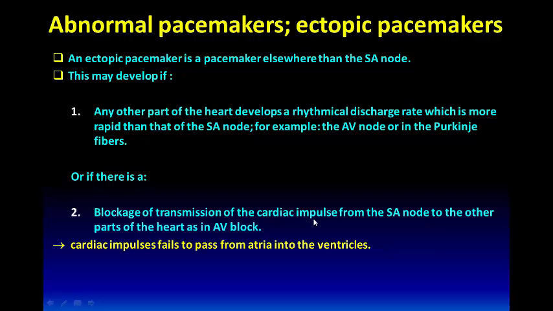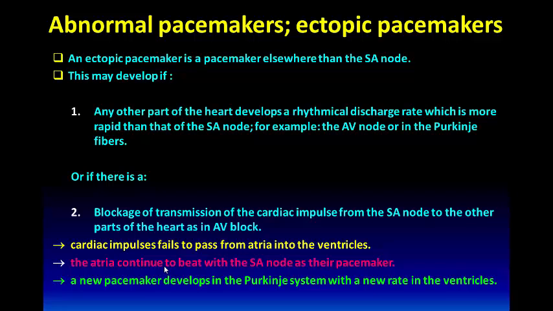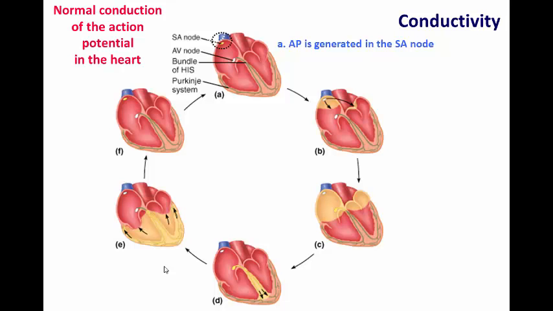Blockage of the transmission of the cardiac impulses from the sinoatrial node to the other parts of the heart. In this case, cardiac impulses fail to pass from the atria into the ventricles, and the atria continue to beat with the sinoatrial node as their pacemaker, and a new pacemaker develops in the Purkinje system with a new rate in the ventricles. So now we have finished with the detailed description of two electrophysiological properties of the heart: autorhythmicity and excitability. And now let's describe conductivity in more detail.